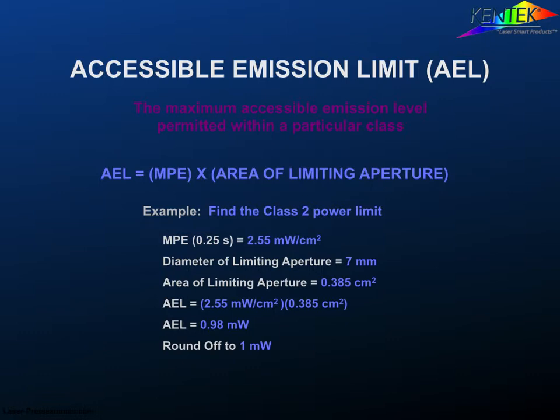Limiting aperture 7 millimeters, there's the area. When you go through and do the math, the AEL, or the average power limit, for class 2 is 0.98 milliwatts, and we round that off to 1 milliwatt. We'll come back to this when we're looking at the software, because this is interesting. We talk about the class 2 level being 1 milliwatt, but it's actually 0.98, and it makes a difference when you're looking at the software.